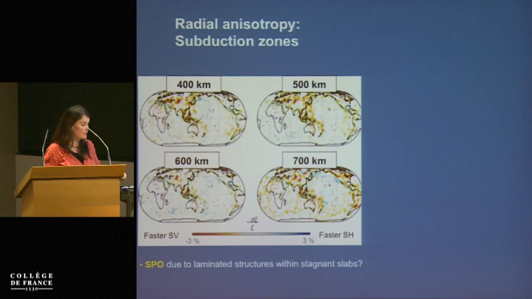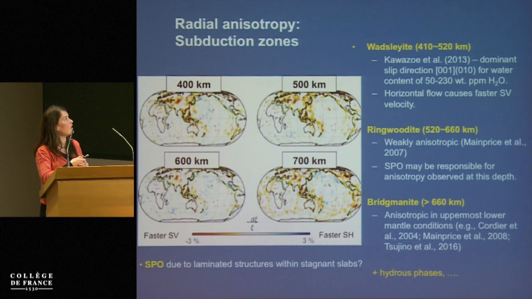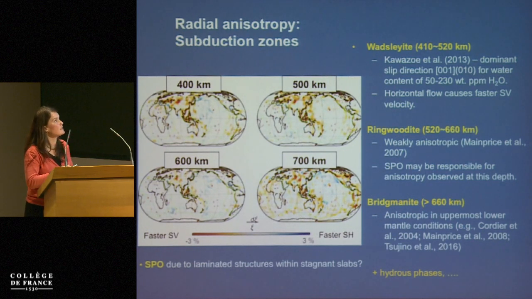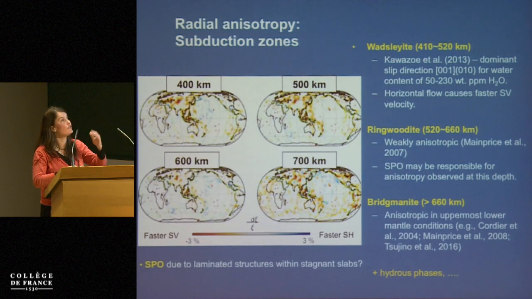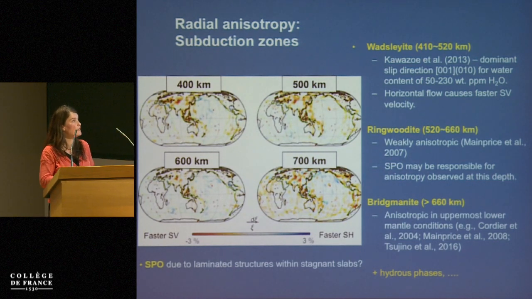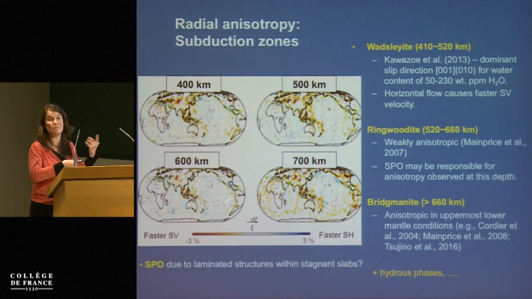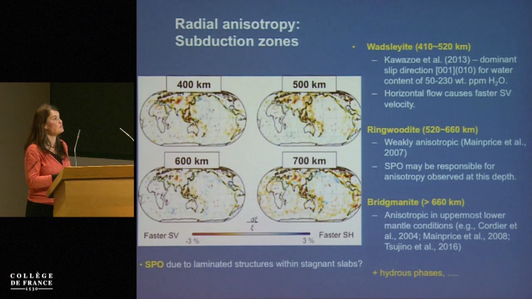The other possible interpretation is linked to mineral physics. In this depth region here, the dominant mineral phase is wadsleyite. There's been this particular study that suggests that for some possible water content, the slip system of wadsleyite could be such that this horizontal flow could cause faster SV as we see. Then as we go deeper and ringwoodite becomes the main mineral phase, we know that it's weakly anisotropic, so it matches this reduction in the amplitude of anisotropy that we seem to observe. And the remaining could perhaps be due to SPO.